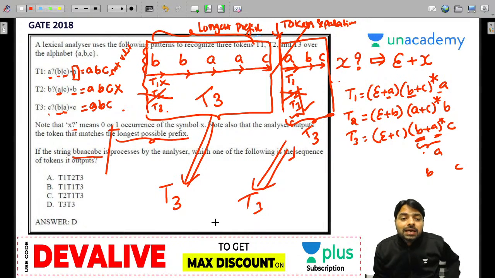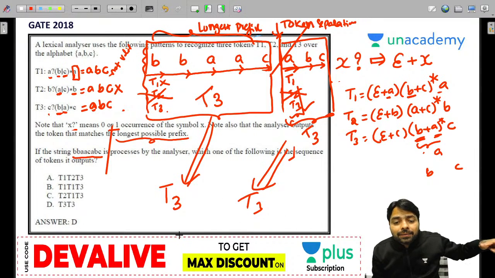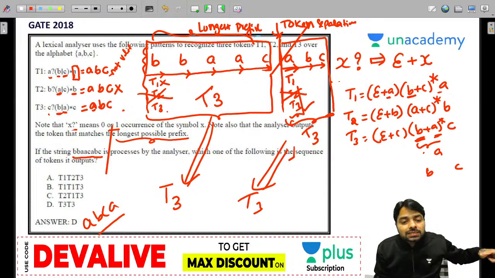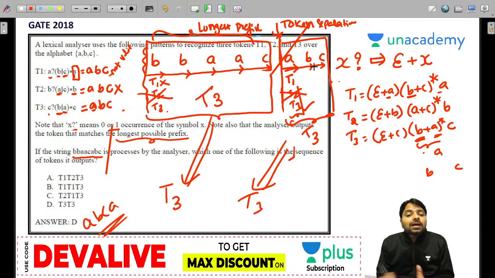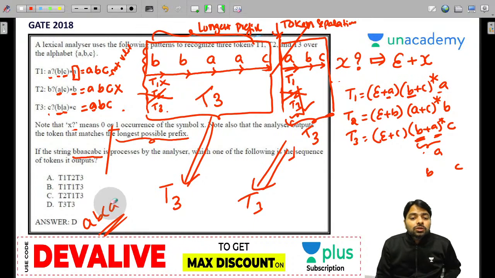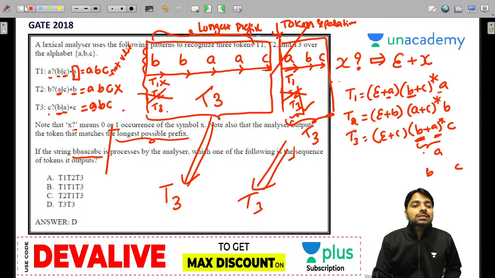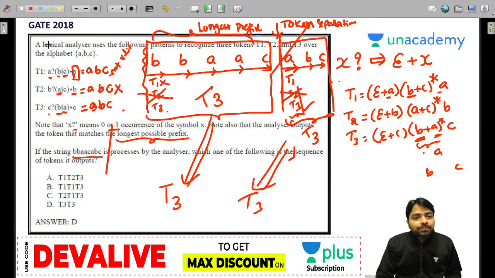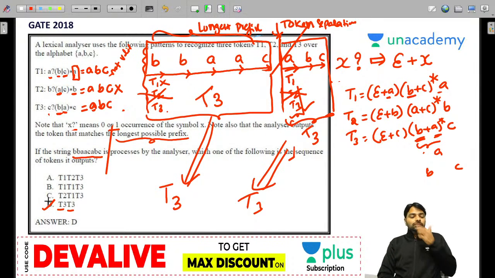When T1 generates, after ABC if A is there, then T1 will come out as the answer, guys. In case your string is ABCA, in the last A is there, then T1 comes, T3 T1. So that A is not there. So the answer is T3. T3 is the right answer. And everybody clear?